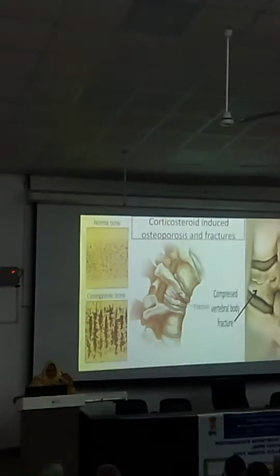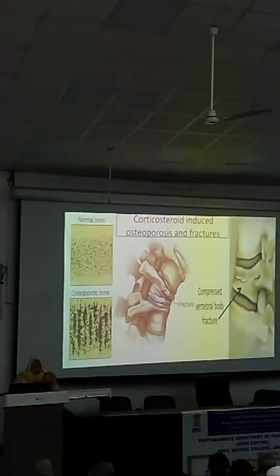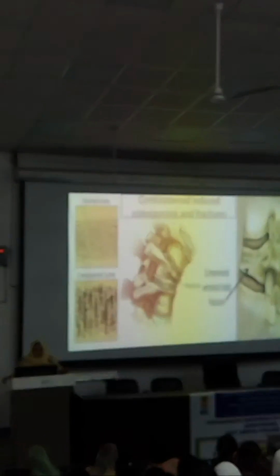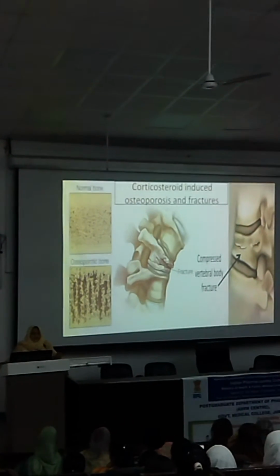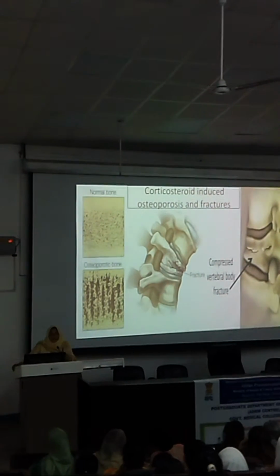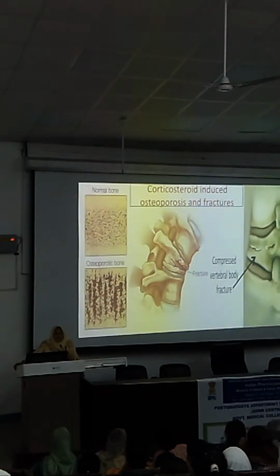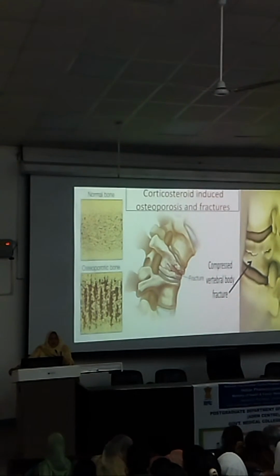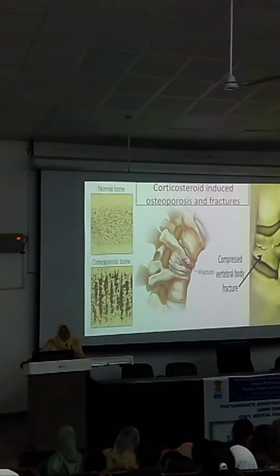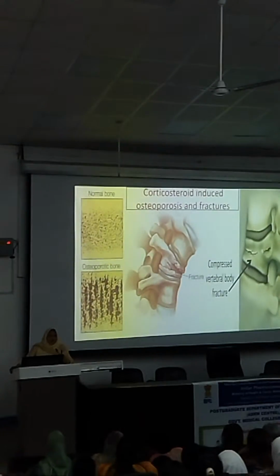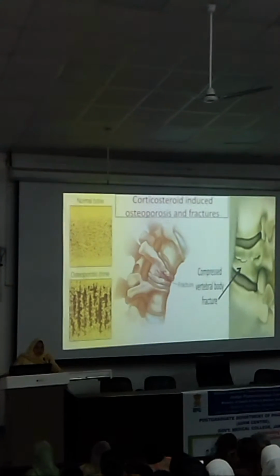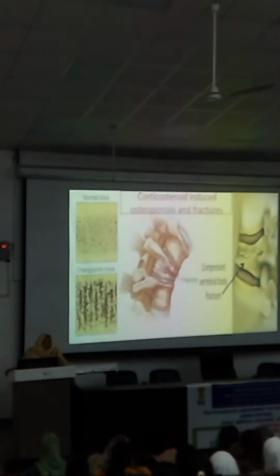You can see the two fractures in the central image, as well as the compressed vertebral fracture on that side, and that is due to corticosteroid induced osteoporosis. So long-term use of corticosteroids can cause osteoporosis, and that can lead to fractures of the bones. What are the commonest bones involved? They are the wrist bones, vertebral bones, and pelvic bones.